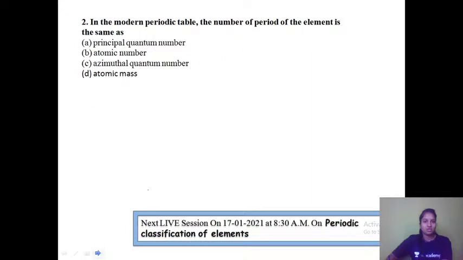Next question. In the modern periodic table, the elements in a period would have the same value for what? Which number? So definitely when you move from left to right in a periodic table, size decreases. Why? Because the electron is added to the same shell, and the shell, which we represent by n, is called the principal quantum number. Therefore, the principal quantum number would remain the same.